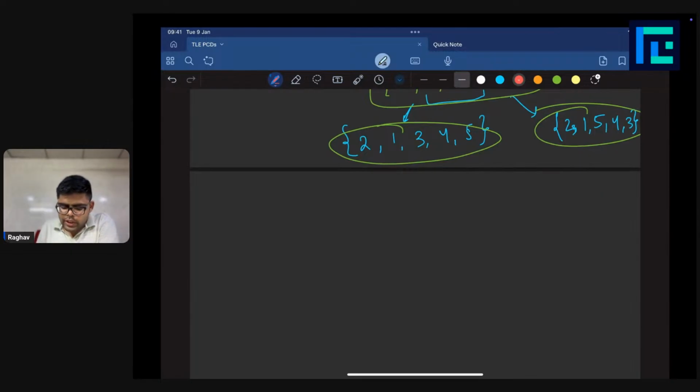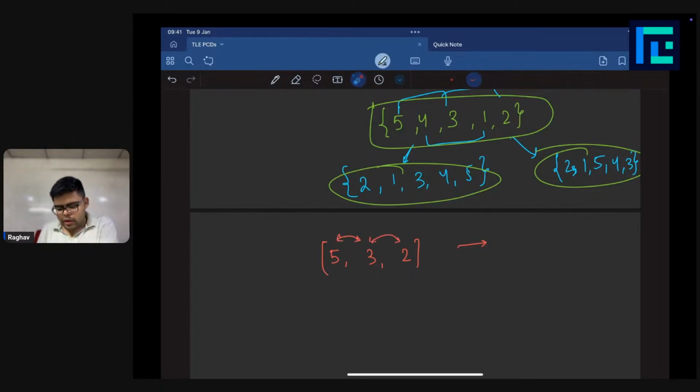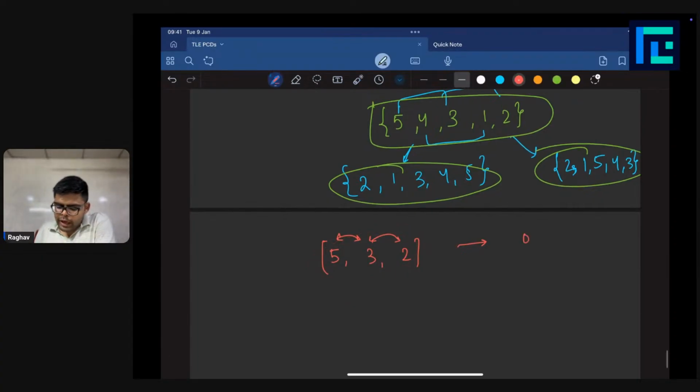If you have a permutation, let's say a permutation here is 5, 3, 2, and you are allowed to swap any two adjacent elements, right? And you want to make it sorted. So either you can make it sorted in an odd number of operations, or you can make it sorted in an even number of operations.